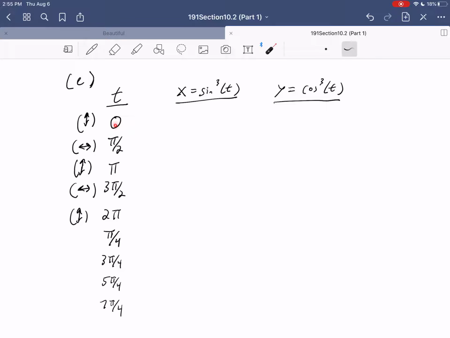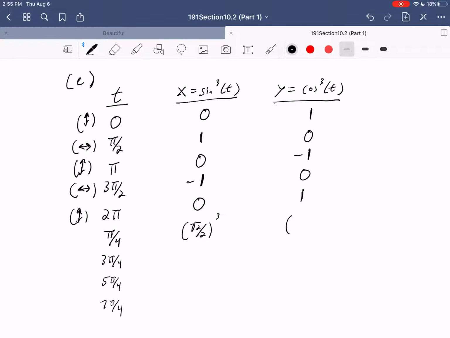If we plug in 0, we should get 0 and 1. If we plug in pi over 2, we should get 1 and 0. If we plug in pi, 0 and minus 1. 3 pi over 2, minus 1 and 0. 2 pi, we would get 0 and 1. If we plug in pi over 4, remember sine and cosine would both be root 2 over 2, so we get root 2 over 2 cubed, and this would also be root 2 over 2 cubed.